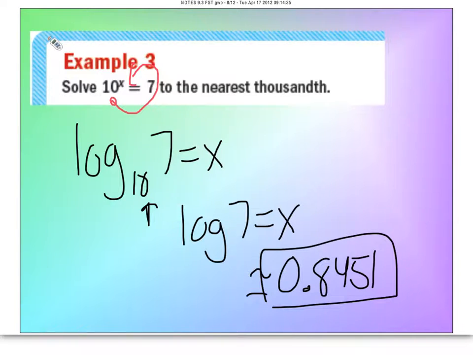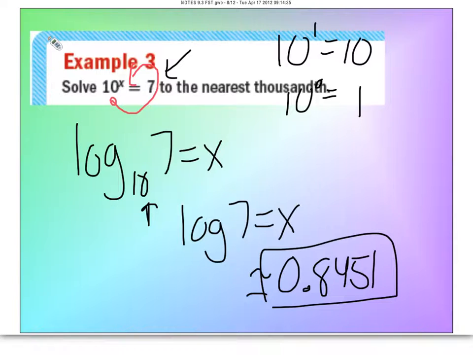Now I want us to check for reasonability on this answer. Let's say it's about 0.8. Well, if you think about it, 10 to some power is 7. Well, folks, 10 to the first power is 10. 10 to the 0 power is 1. And we're trying to find it to equal 7. So if it's going to equal 7, it's going to be somewhat closer here. So it's going to be a number between 0 and 1, but it's going to be closer to 1, more like what we found. So the answer seems reasonable.